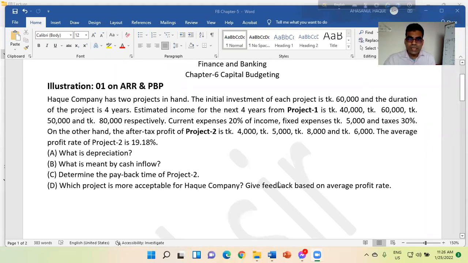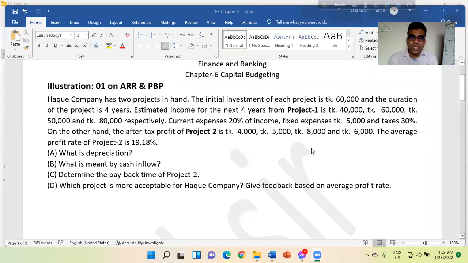Okay. And question number D, how will you solve this problem? It is written here, give feedback based on average rate of return. That means average profit rate. So the average profit rate is given for project 2. So we have to calculate the average profit rate, that means the average rate of return of project 1. I just wanted to show this.